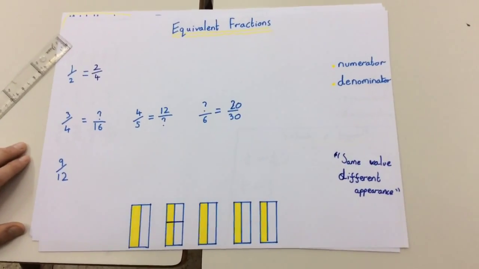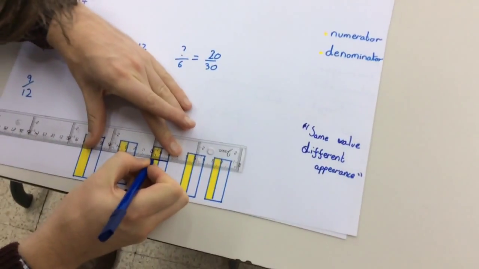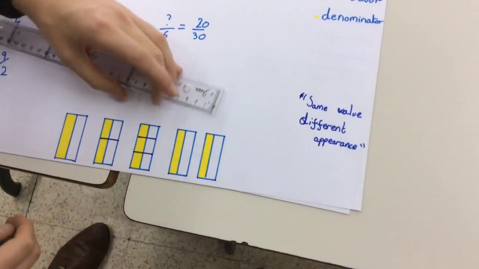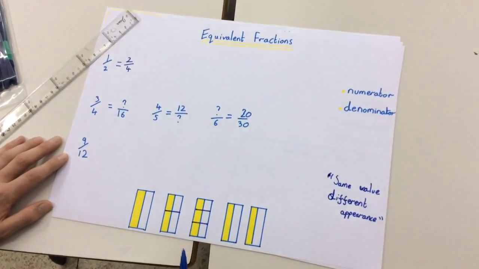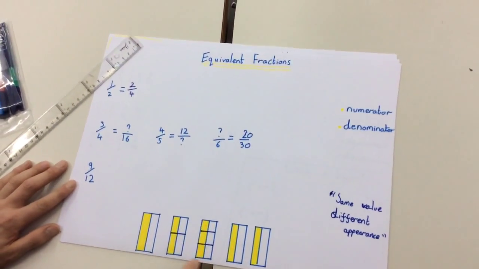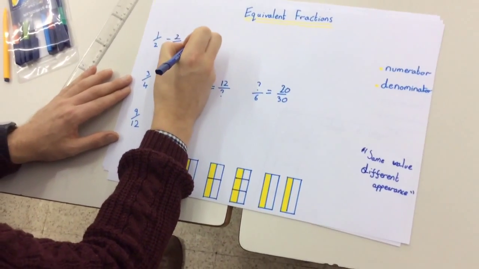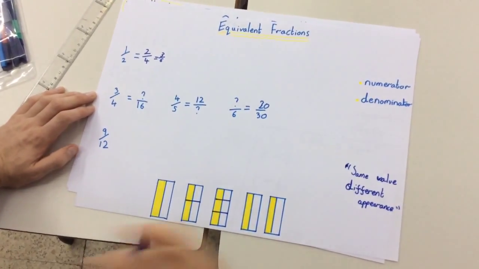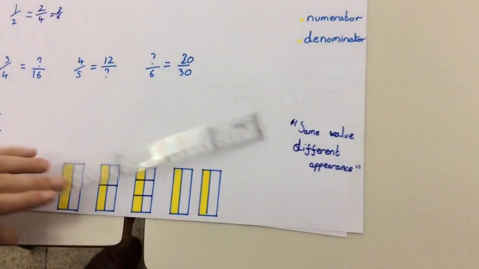Now, there are other ways I could split that half up. I could also split it like this. I've split it into 6 equal parts. And of 6 equal parts, 3 are shaded. So I've got 3/6. The same amount is shaded, it just looks different. Same value, different appearance. I could also split it a different way.